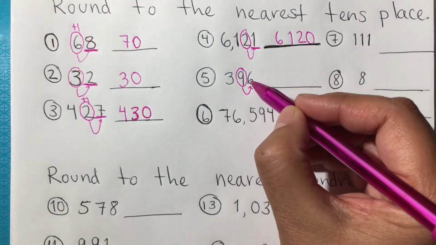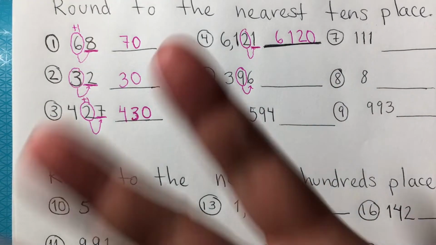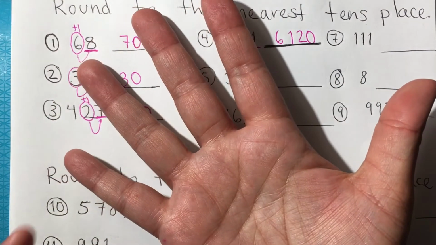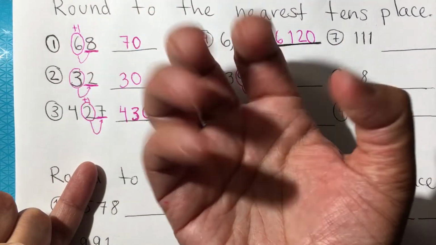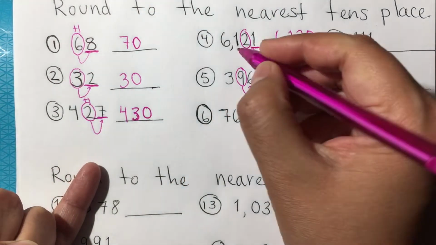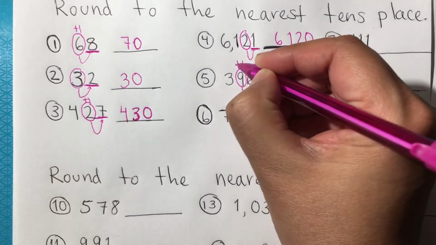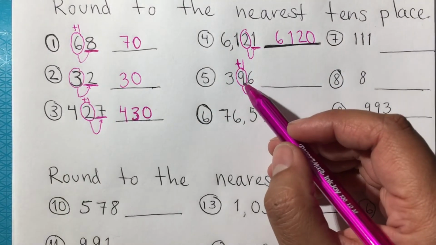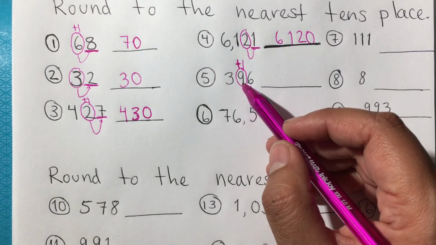If this is 5 or more, 5 or more, you are able to give a hand. Oh, give me a hand, please. Help me here.